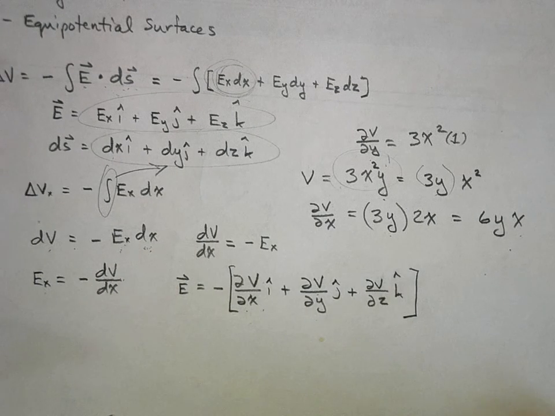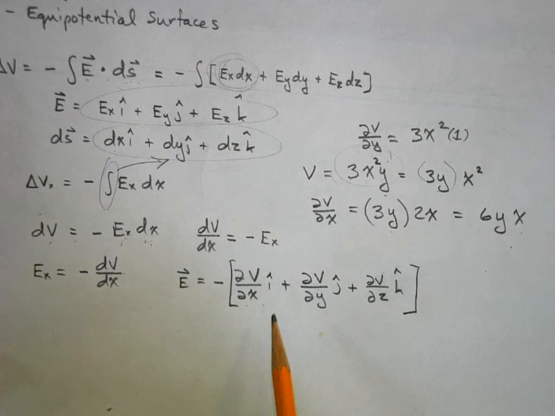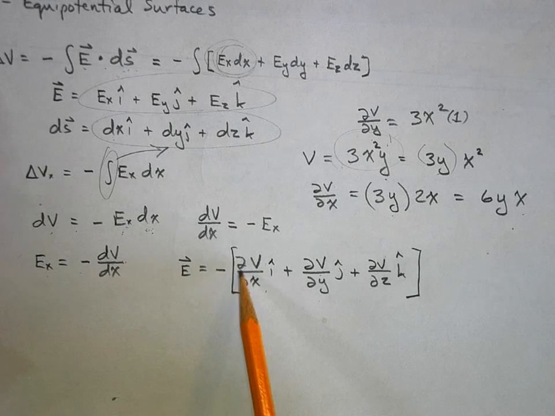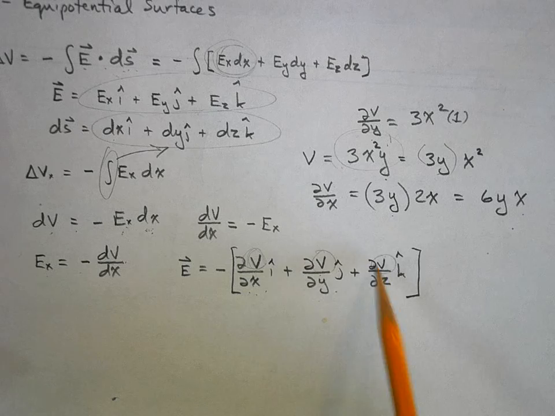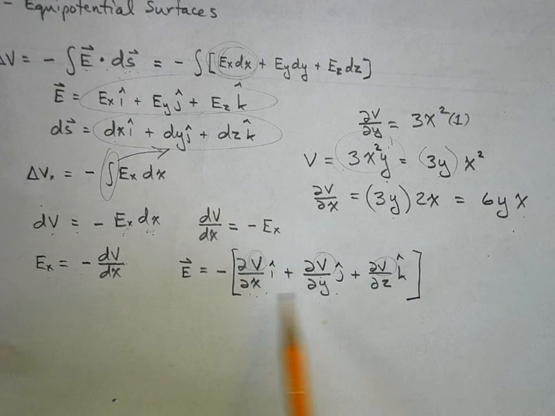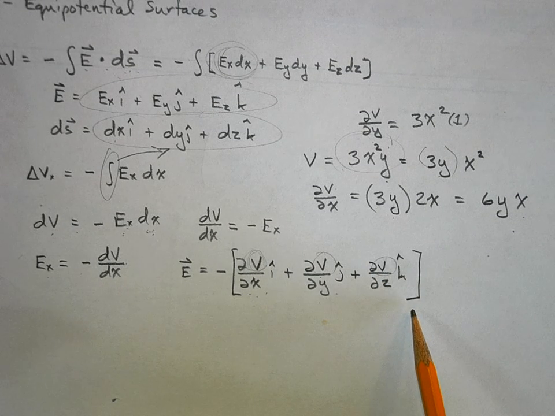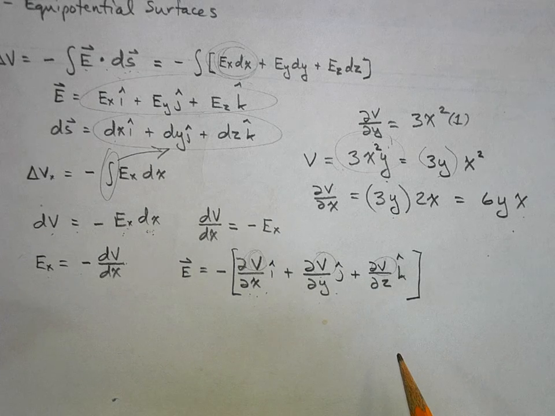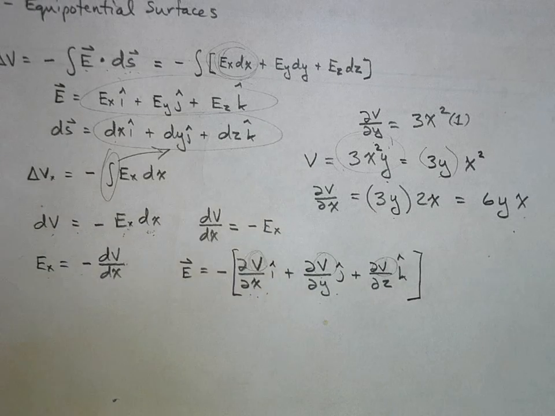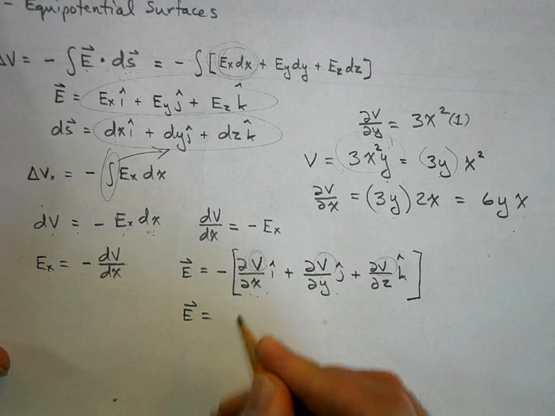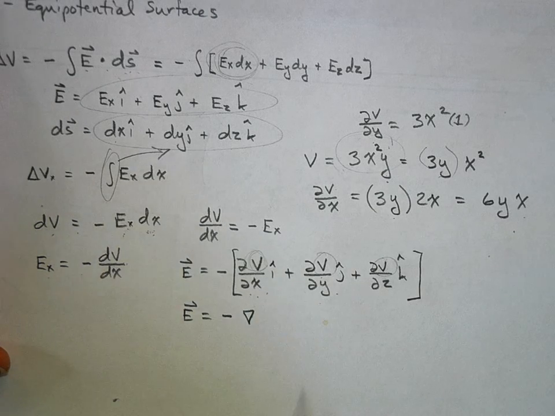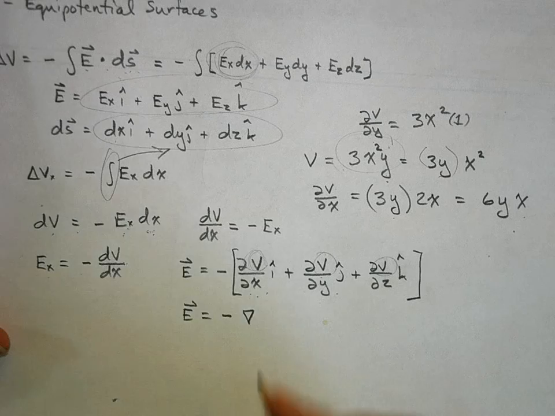Now this whole thing right here, taking a derivative with respect to x, y, and z in three-dimensional space, is very difficult to write down. It takes a lot of room. And physicists by nature are very lazy people. That's what I've noticed. So we have a way of writing all this down with a little symbol. We use this upside down triangle times V.